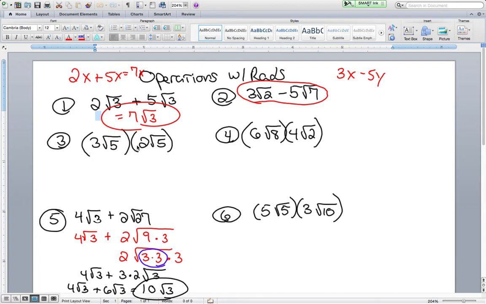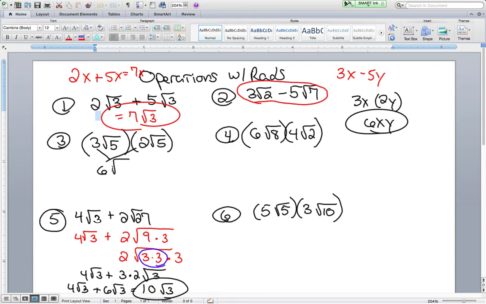Some of you are going to see 2 quantities and you're going to think, oh, it's double distribution. It's not. This is not double distribution. There are no pluses or minuses. It's straight multiplication. This problem, number 3, is the same as 3x times 2y. And so I'd multiply 3 times 2 and get 6, and x times y and get xy, right? That's what I'm going to do over here. I'm going to do 3 times 2, and I'm going to get 6.